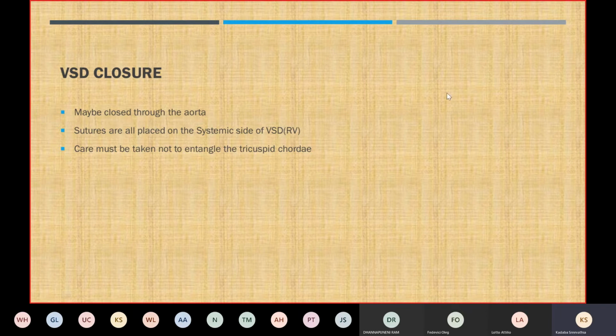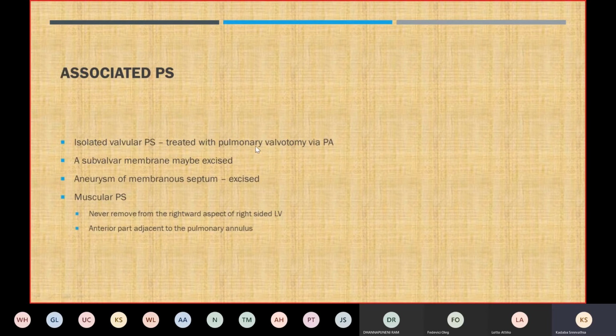But the only thing we need to take care of during closure through the aorta is not to entangle the tricuspid valve that is on the right ventricular side. The next associated lesion is pulmonary stenosis, which I've already mentioned is usually isolated valvular pulmonary stenosis. A valvular pulmonary stenosis can be treated with a pulmonary valvotomy, with an incision on the PA, and the PA incision can be closed via a patch on the pulmonary artery.